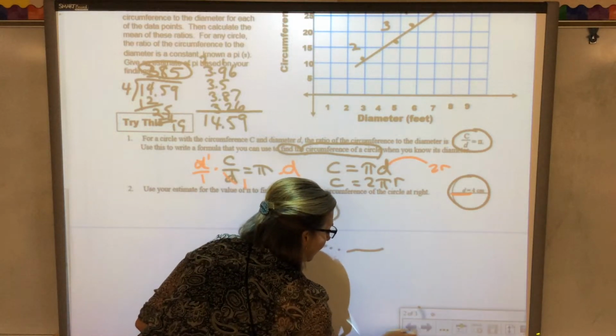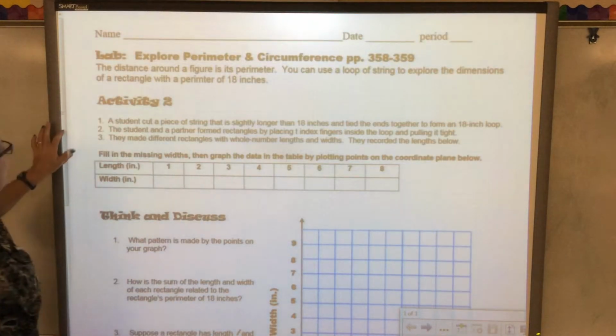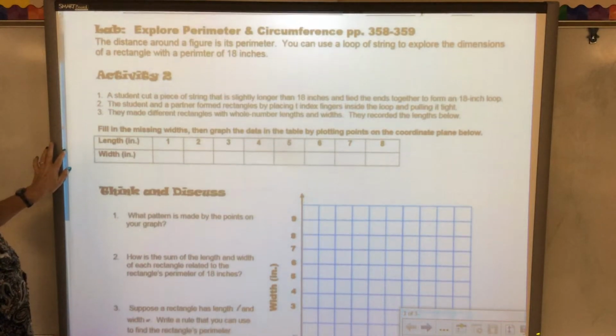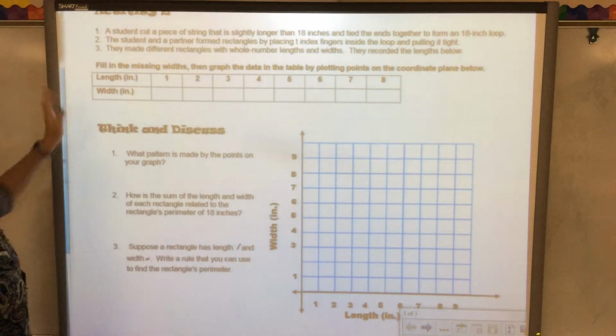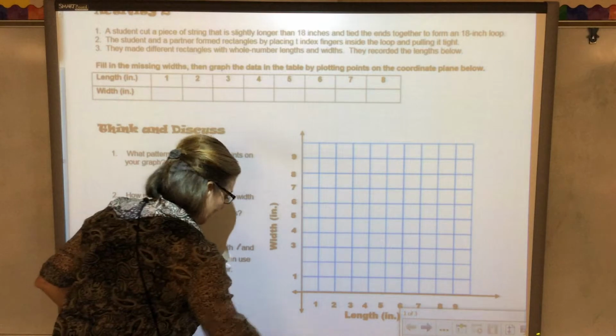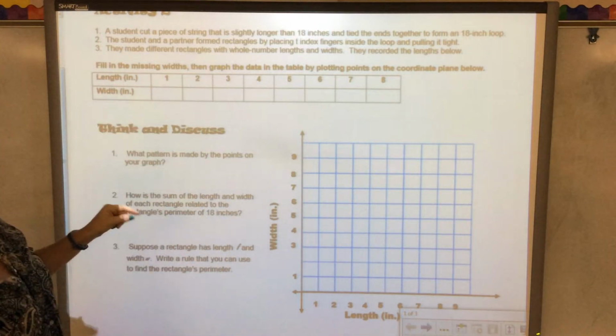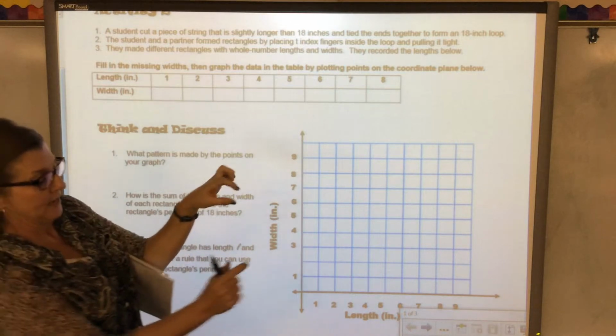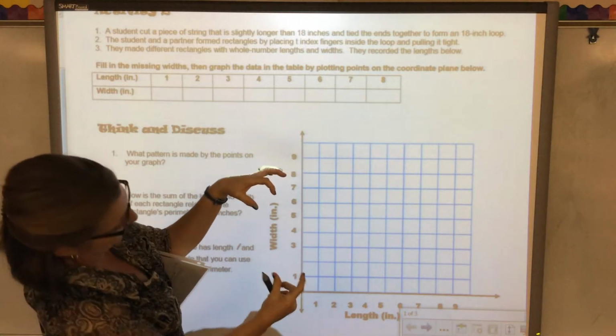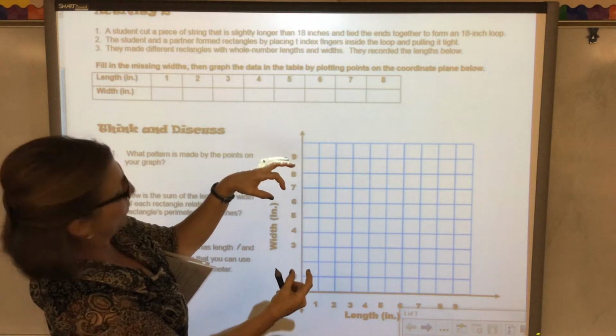Get this up here. And now we're going to look at the slide that you did at home alone, and we were just pretending that a student had an 18-inch string, and we had to find the length and width in inches if they were holding it so that it formed a rectangle, and the two ends down here were 1 inch.